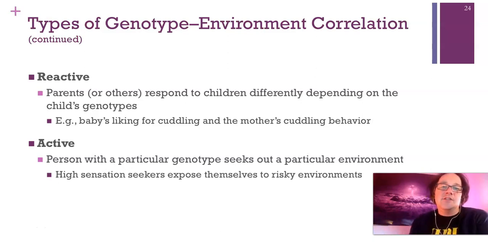And then we have an active genotype-environment correlation. In this case, it occurs when a person with a particular genotype creates or seeks out a particular environment. So it's not being provided to them in any way, not passively or even reactively. So they have to go seek it out. We could say people who have a high sensation-seeking propensity, high sensation seekers, might have to expose themselves to some risky environments to get that sensation, to get that thrill. Like they might have to go skydiving or bungee jumping or do some of this type of crazy stuff to get that thrill, because they're not getting it in the environment.